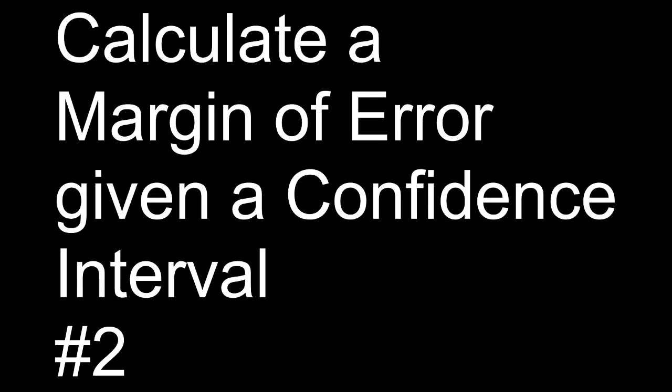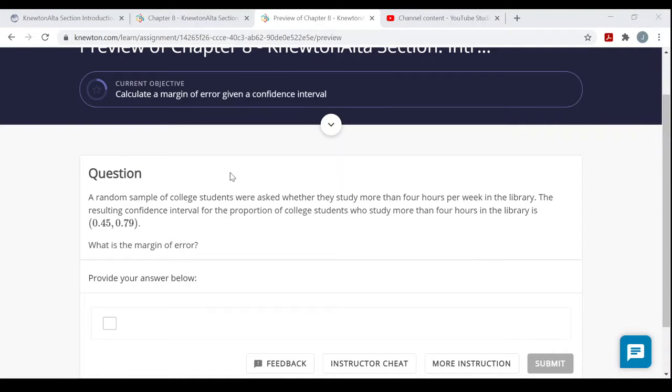This video is on the objective calculate a margin of error given a confidence interval, and it is the second video I'm doing on a question related to this objective from your Newton Alta homework. So again, if you're unfamiliar with the topic, try clicking on More Instruction and read what they have to say about it, watch videos, take notes, and then get to their questions. This one's a pretty simple one, and I've already done one like this. This might just be the last one I do because they're all pretty similar.